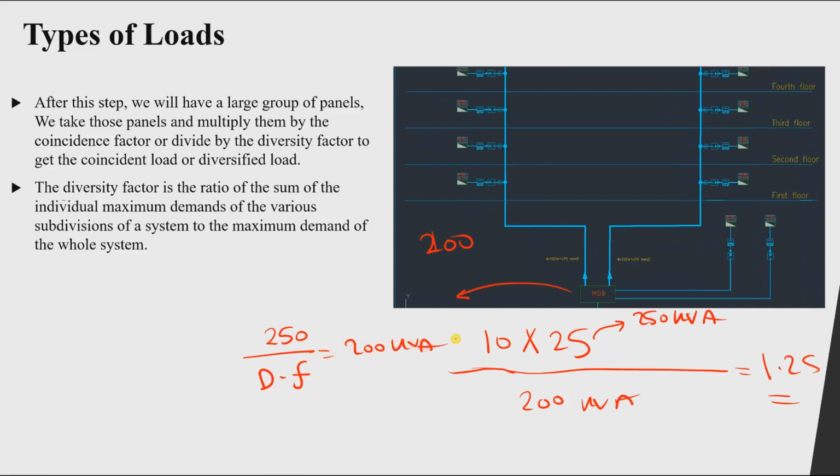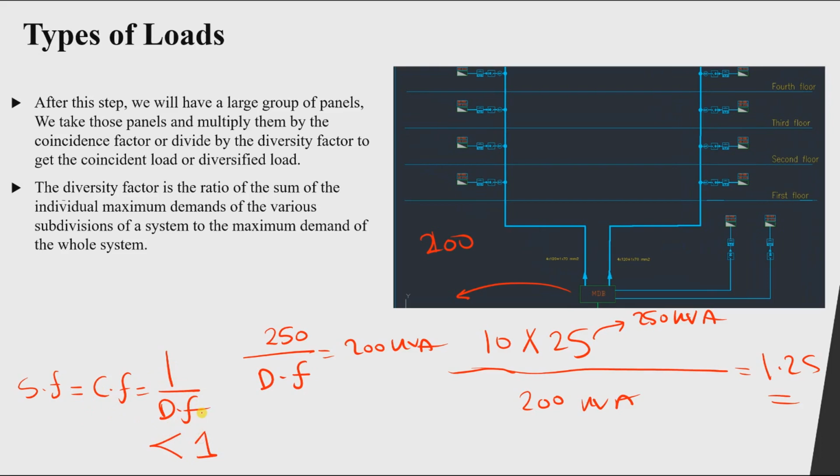In other codes, we have the coincidence factor. Now, coincidence factor or simultaneous factor or simultaneity factor, all of these represent the same thing. The simultaneity factor, or the coincidence factor, is equal to 1 over the diversity factor. It is the reciprocal of the diversity factor. That's why these factors are less than 1. That is the correct definition of all of these.